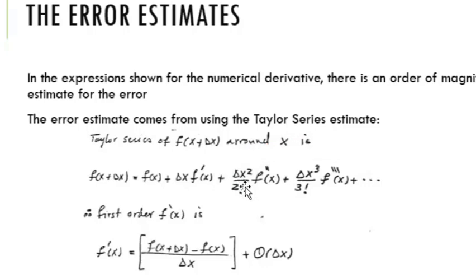Now if delta x is small, remember delta x squared over delta x will be just delta x, and delta x cubed over delta x is delta x squared. When delta x is small, this will be much smaller than this. So as long as I'm keeping delta x small, then the remainder is going to be on the order of the size of delta x, because everything else will be small enough that I don't need to worry about that.